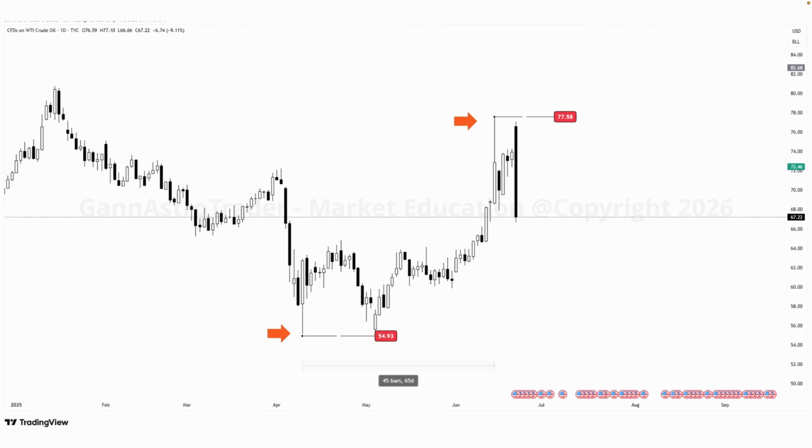In this example, we begin by identifying a clear completed cycle in the market. The movement from the low near 54.93 to the high near 77.58 forms the base structure. This entire move takes approximately 45 bars, and this becomes our foundational time cycle.